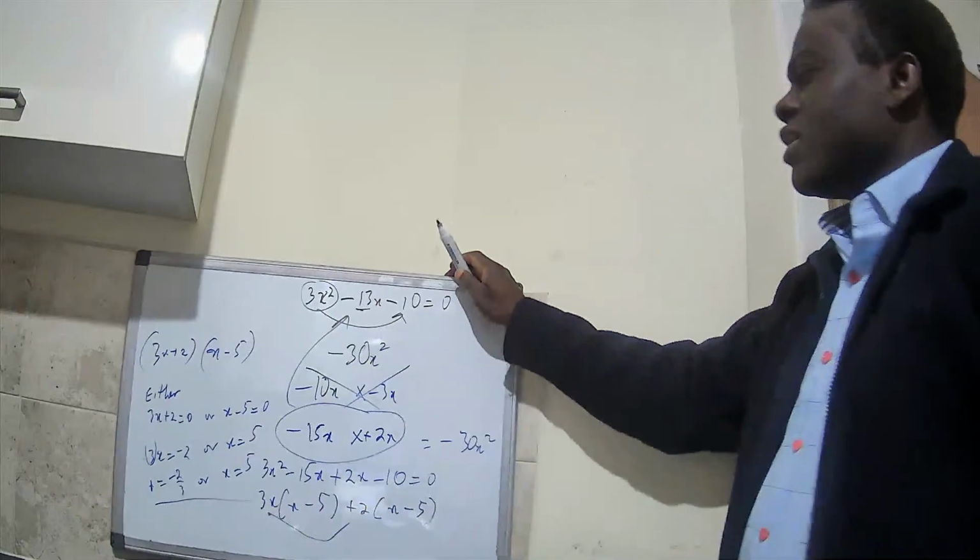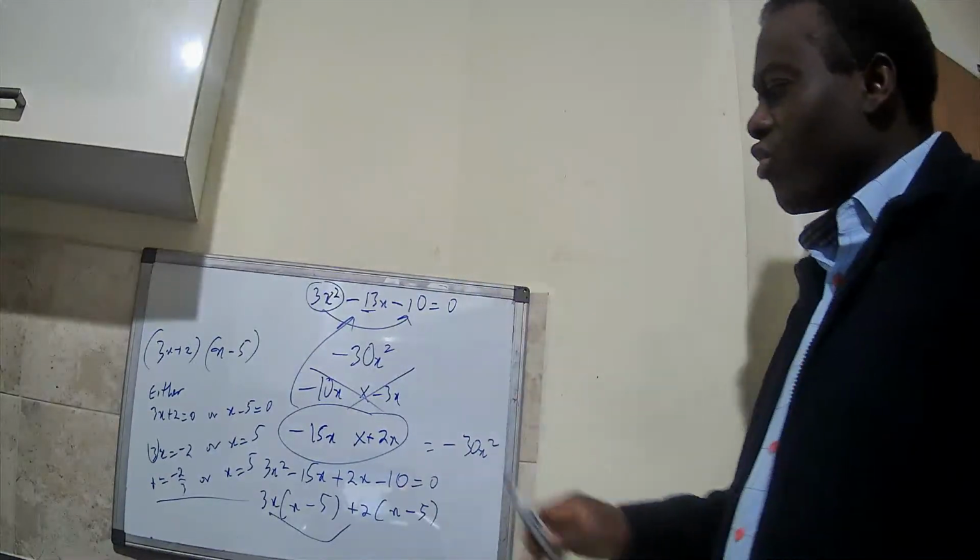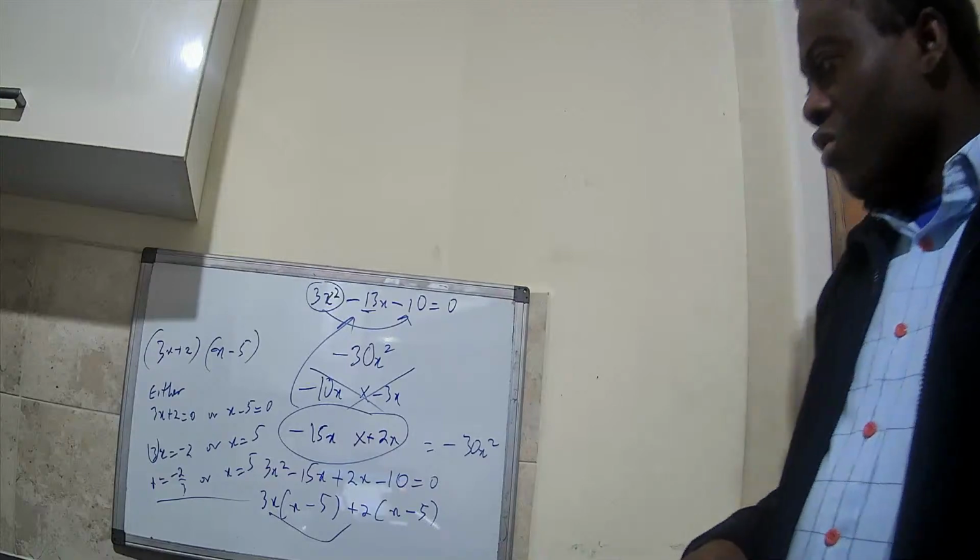Final answer. So your answer is x equals minus 2 over 3, or x equals 5.